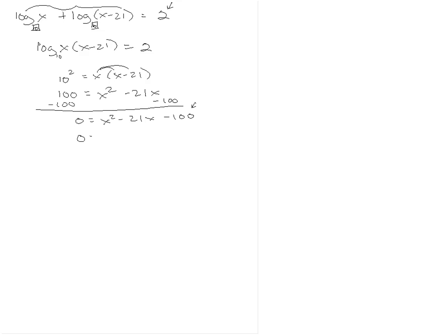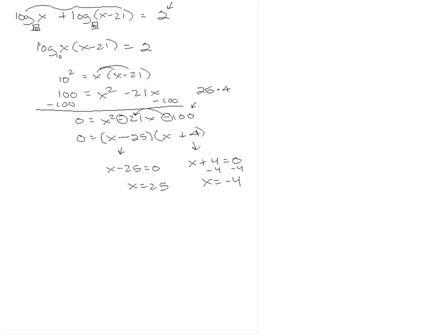Let's see. Are there multiples of 100 that subtract to give me 21? 25 times 4. It does factor. X and 25, x and 4. Now, to get a negative 21, I would need minus 21 plus 4. Now remember, you just set each multiple equal to 0 and solve. So here you get positive 25, and here you get negative 4. So I'd have to move these over. Now, I have two answers.